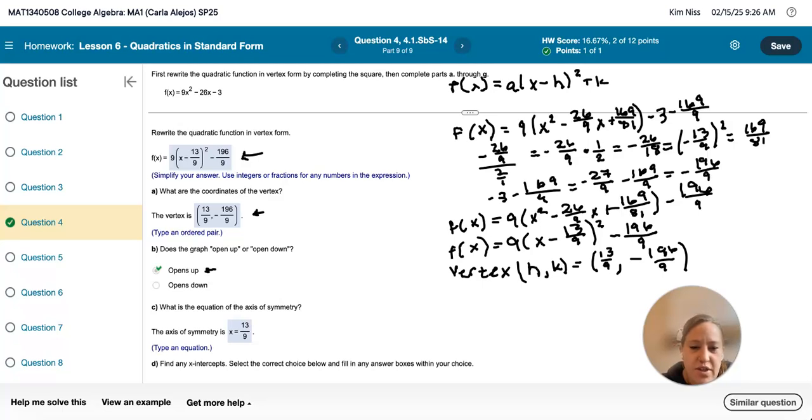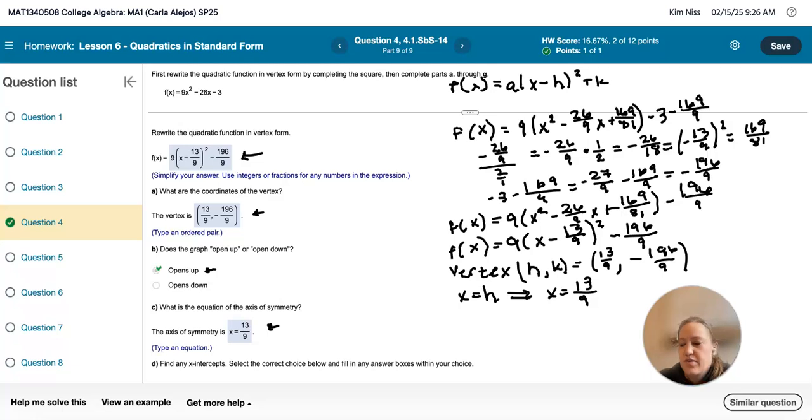And then what is the equation of the axis of symmetry? Well, the axis of symmetry is just x equals h. That's the equation of the axis of symmetry. So in our case, it's x equals 13 over 9. And that's how we got that answer.